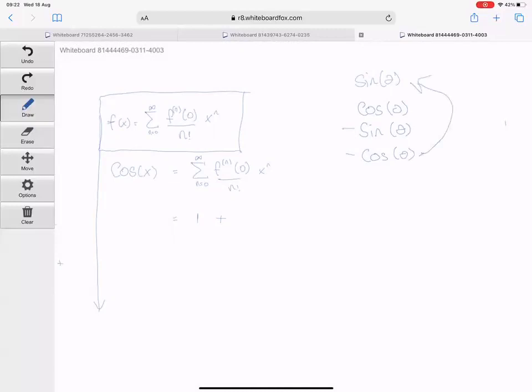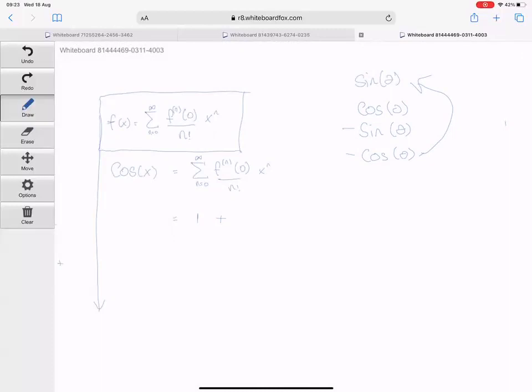So you differentiate sine, you get cos. Differentiate cos, you get minus sine. Differentiate again, you get minus cosine. Differentiate again, you go back to sine. Okay. You should probably know those for pure. You don't need them for stats, but you will need them for pure.